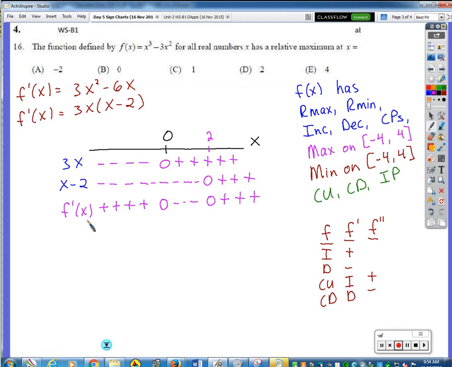I like this one. Are we good here? So give me 1 or 2 if you're comfortable with the f prime sign chart. Well, give yourself 2 more seconds. Next thing I do is I draw a sketch of f. It's not a graph. I'm going to make a note of this.